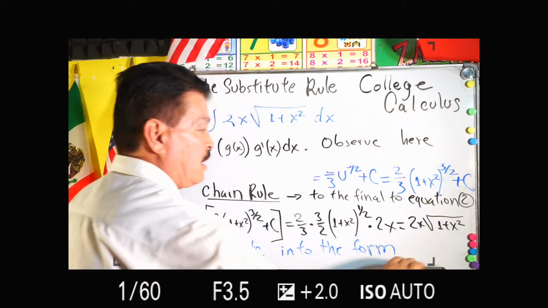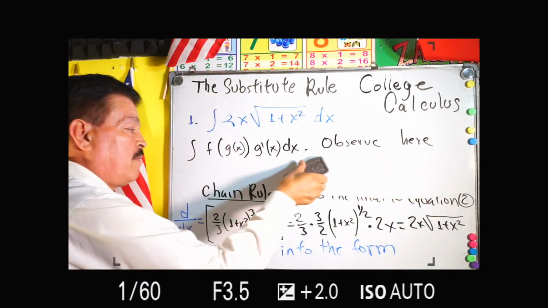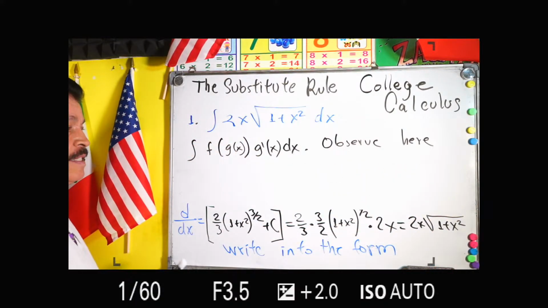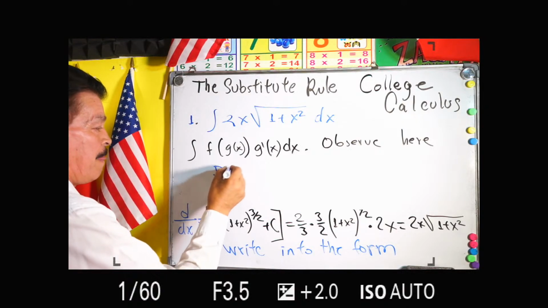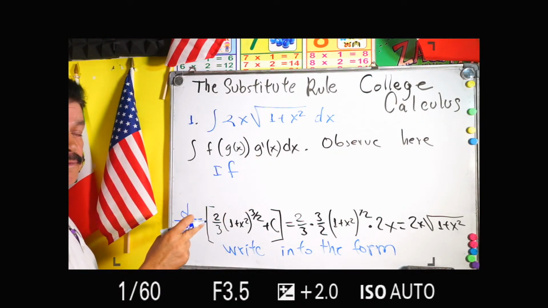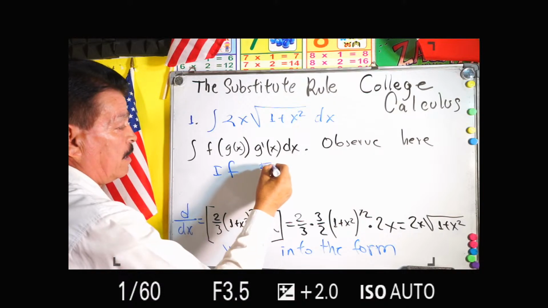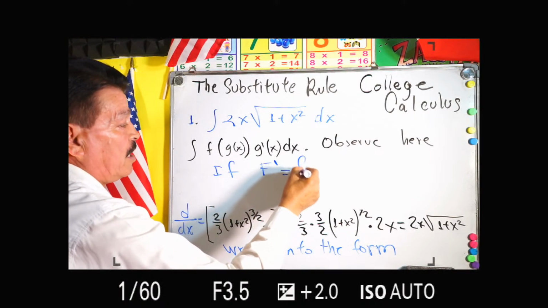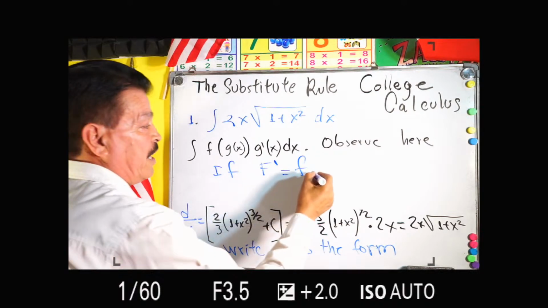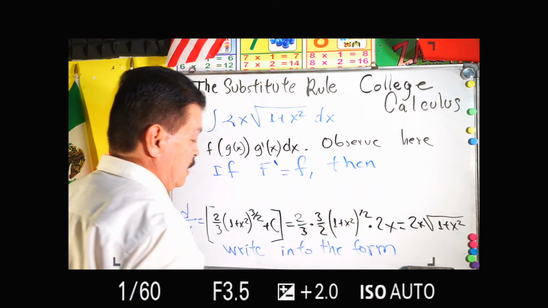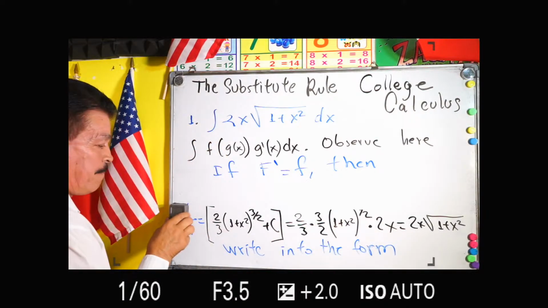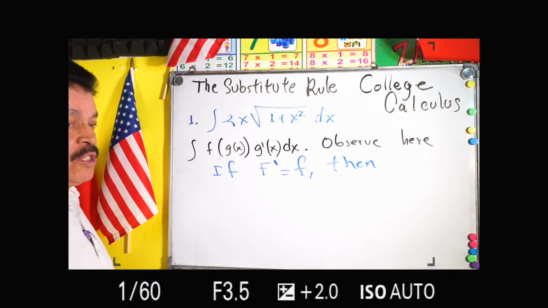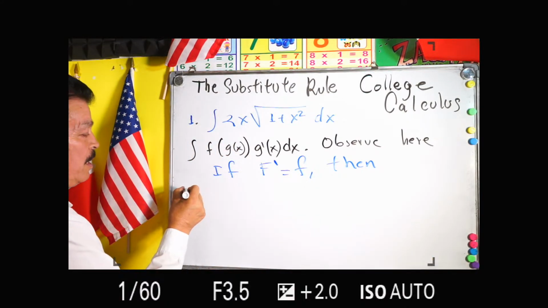We have to observe this: if F, a capital letter, prime is equal to f, then I will erase this. Continuing, we have step number 3 right here.